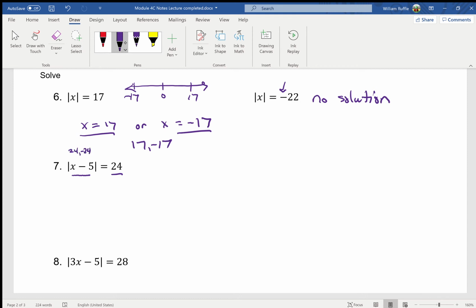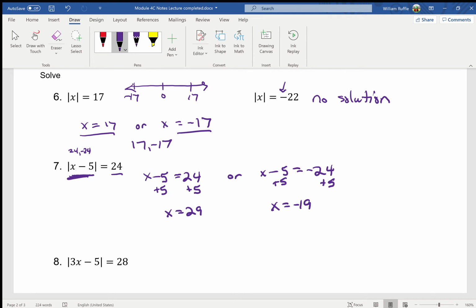So what I need to do is set up an equation. x minus 5 equals positive 24, or x minus 5 equals negative 24. Then I solve each equation. So I add 5 to each side, I get x equals 29. I add 5 to each side here, I get x equals negative 19.